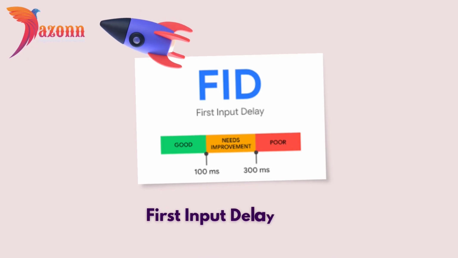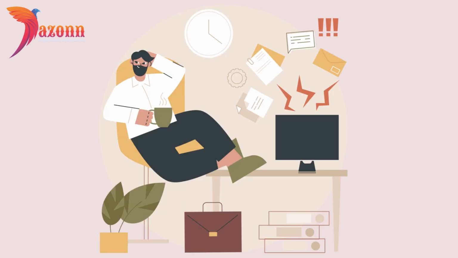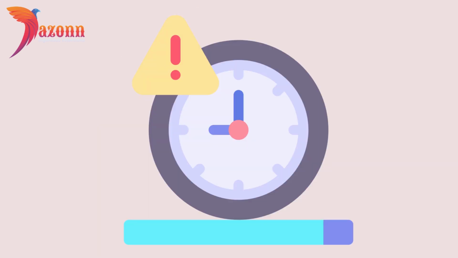Metric 2. First Input Delay, FID. FID assesses the interactivity of your page. It measures the time it takes for your website to respond to user actions, such as clicks and taps.